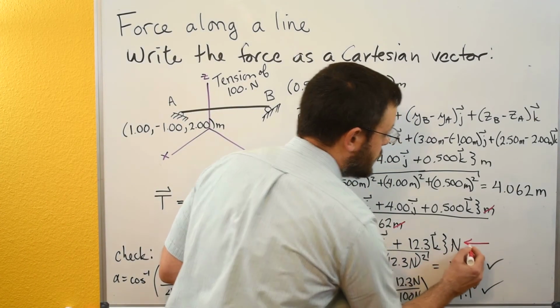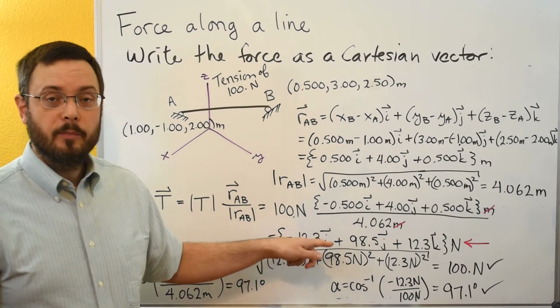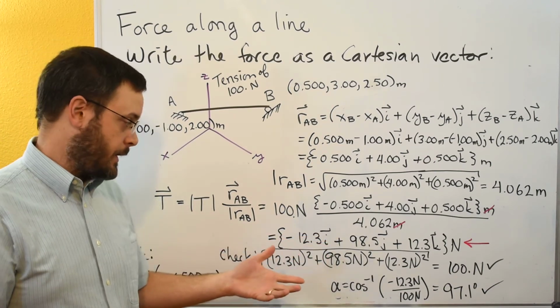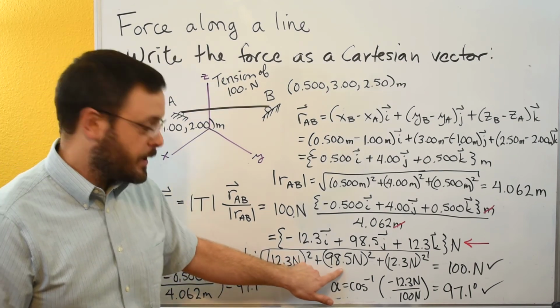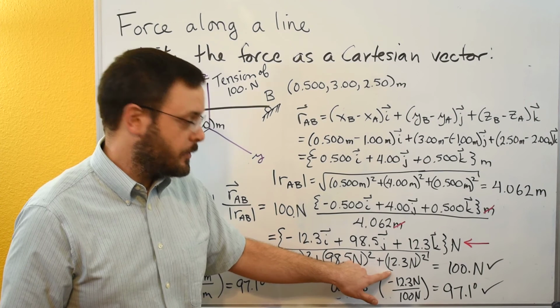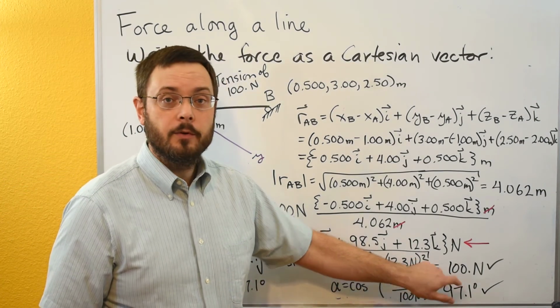Just to show you that this actually worked though, we can check our vector and make sure that its magnitude is correct. So we'll do our 12.3 squared plus our 98.5 squared plus our 12.3 squared, add them all together, take a square root, and sure enough we get that 100 newtons back.